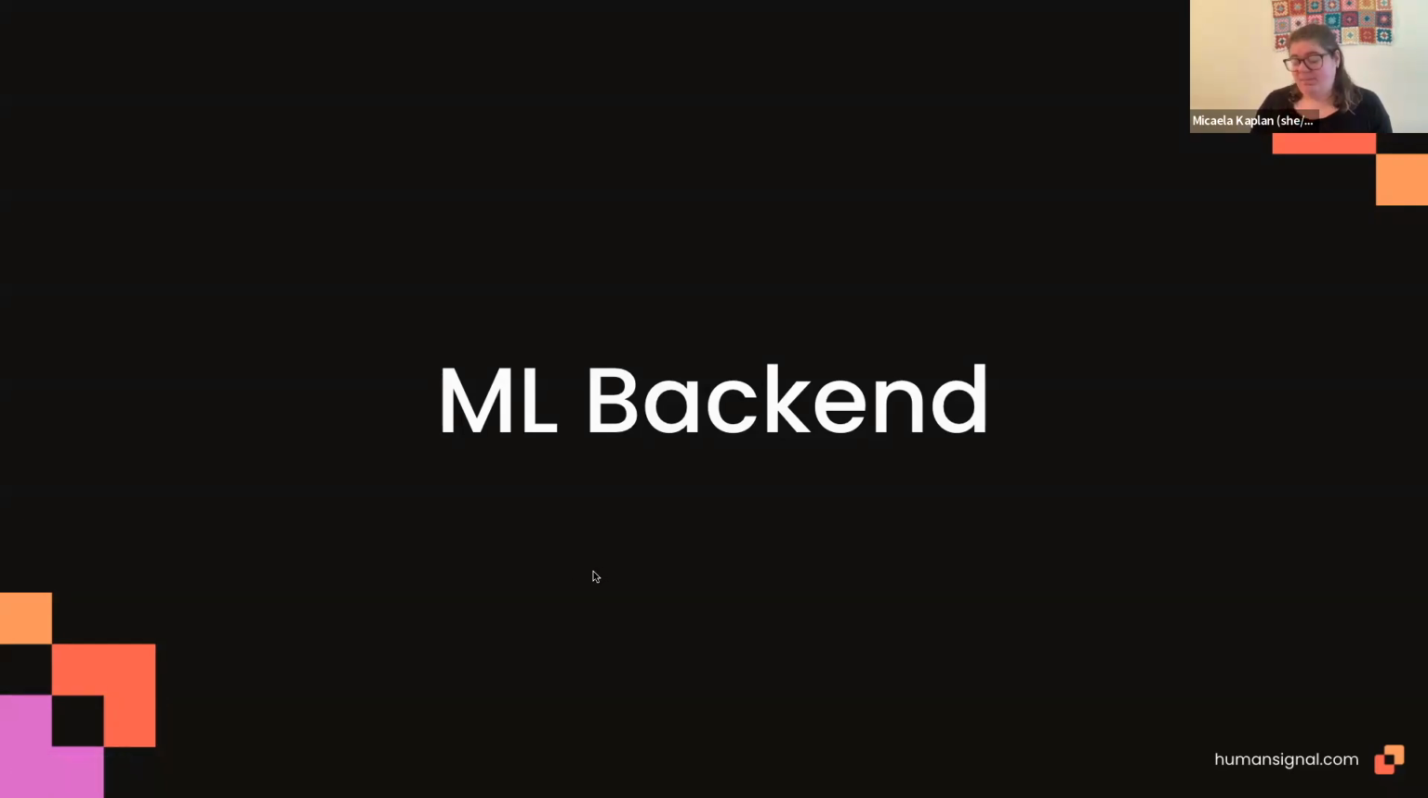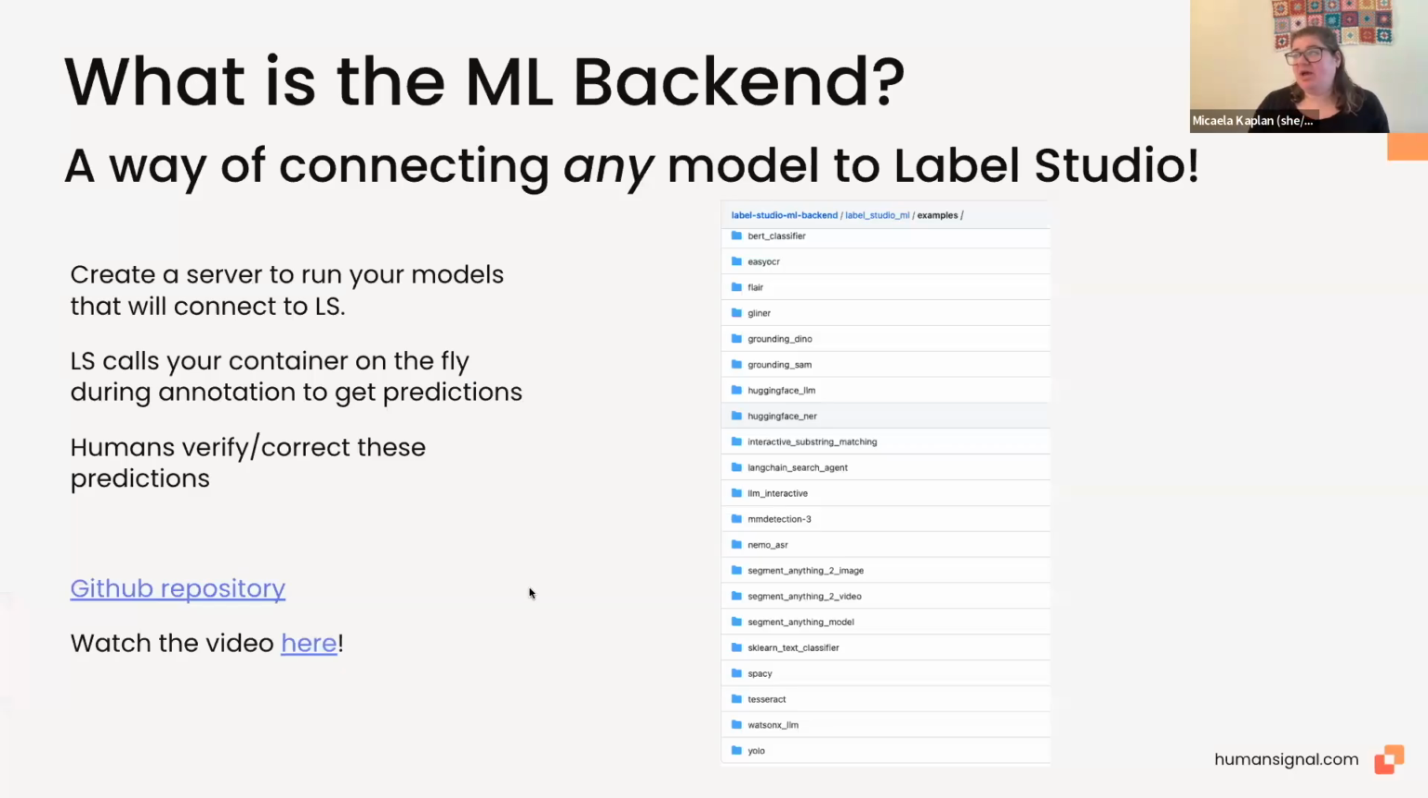So what is the ML backend is the first question. Basically, the ML backend is a way of connecting any model that you'd like, of any format, of any kind, of any use, to Label Studio. Basically, what you do is you create a server, we often use Docker, to run your models that you'll connect to Label Studio, and I'll show you how to do that in a minute. Label Studio will then call your container on the fly during annotation to get your predictions, which humans can then verify and correct.